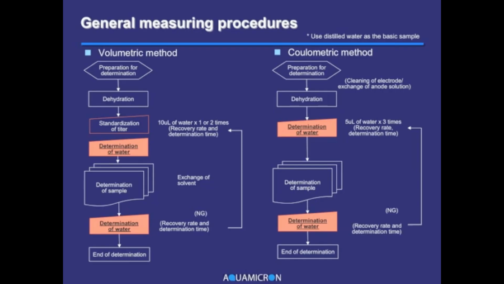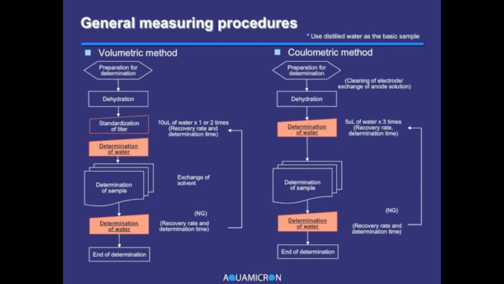After making actual sample measurements, for instance, after a 1-hour operation with 9 measurements of 3 samples and 3 cycle measurements each, you had better analyze another 10 microliters of distilled water. When both the recovery ratio and the measuring time are almost the same as the ones before the actual sample measurements, the measurement results are reliable.